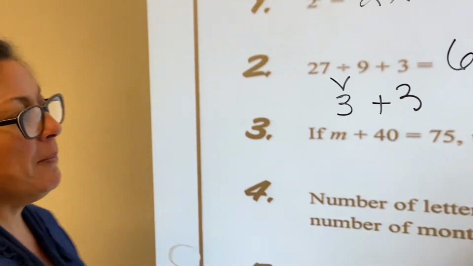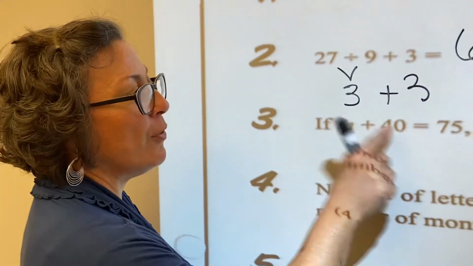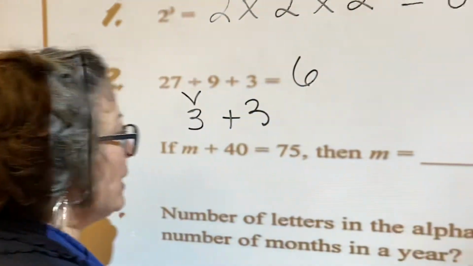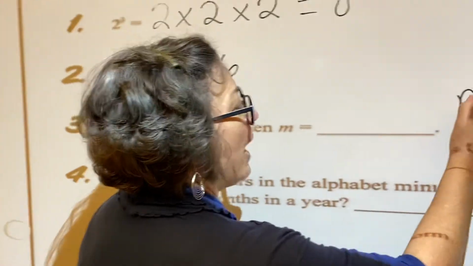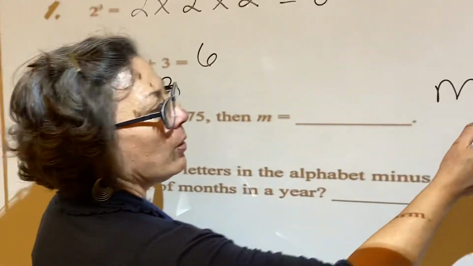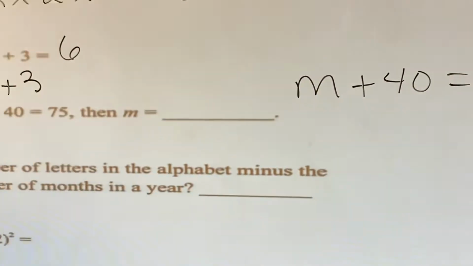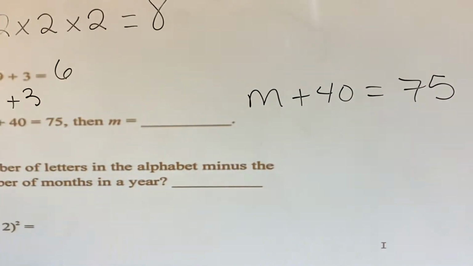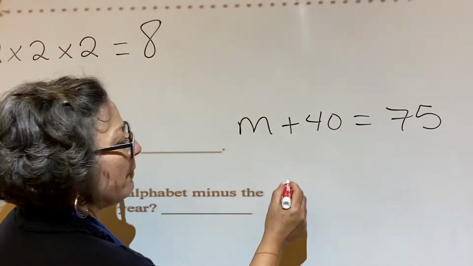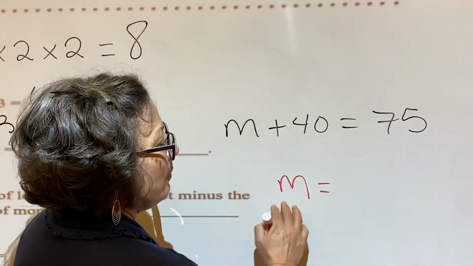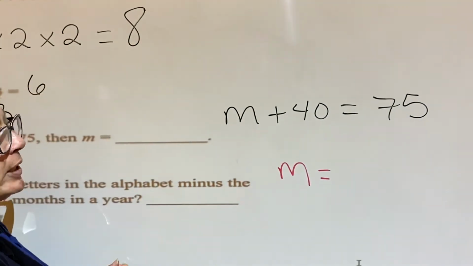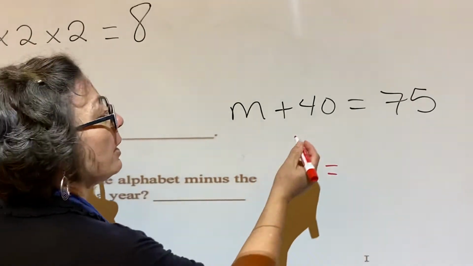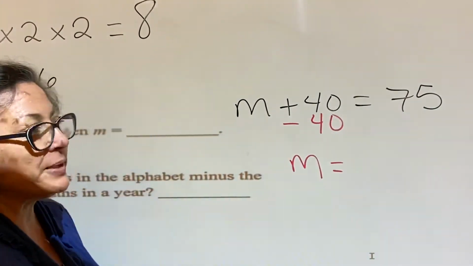Next one: if m plus 40 equals 75, then m equals what? Here again, we have to perform algebra, and as we know, algebra is all about doing the opposite operations. We're trying to isolate the m. We want m by itself, so we want m equals a number. How do we send this 40 over to the other side? Or you can say, how do you get rid of 40? Well, by performing the opposite operation.